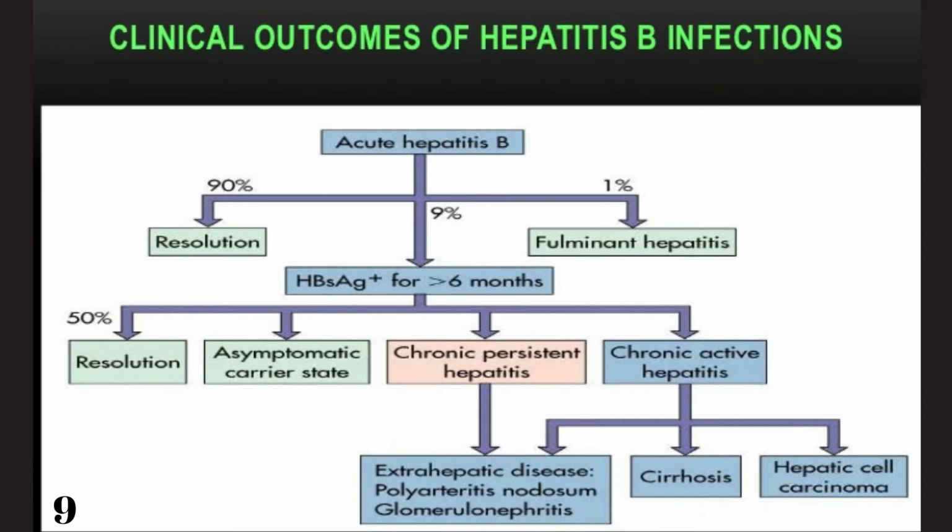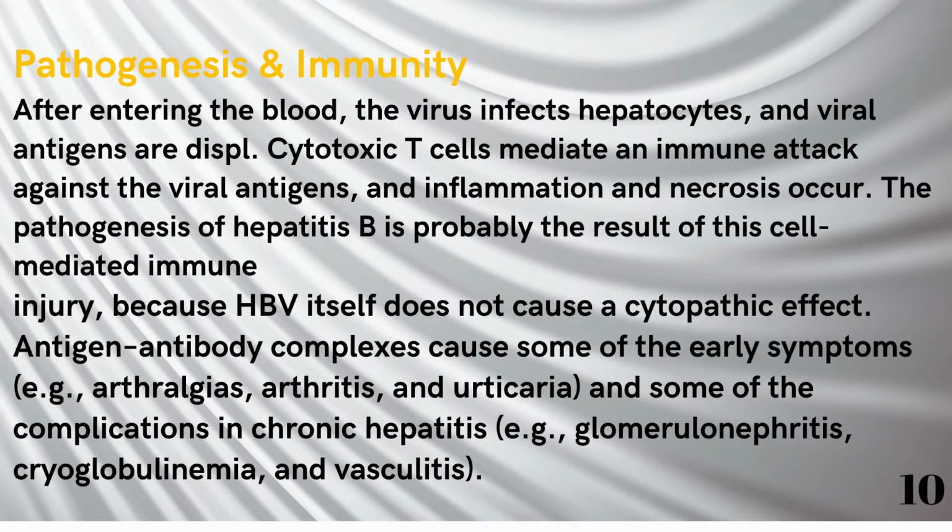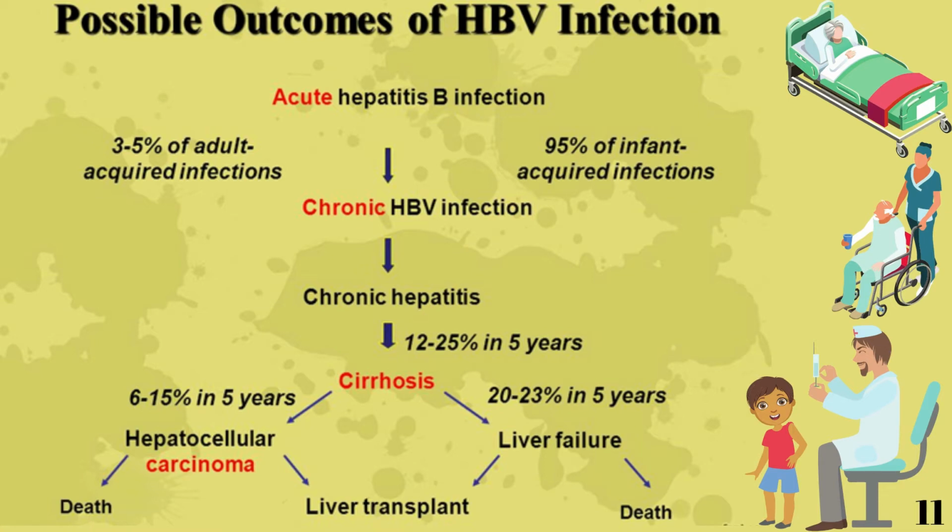The severity and chronicity are less in hepatitis A and hepatitis E, and more in hepatitis B and hepatitis C. So the outcome of acute hepatitis B is 90% resolution. 90% of cases will recover completely, and only 9% have hepatitis B surface antigen that may persist up to 6 months, and this may lead to the chronic phase. Only 1% may develop fulminant hepatitis. So in hepatitis B, less than 1% may lead to fatal fulminant hepatitis. Of the 9%, if the surface antigen persists after 6 months, you will find 50% resolution.